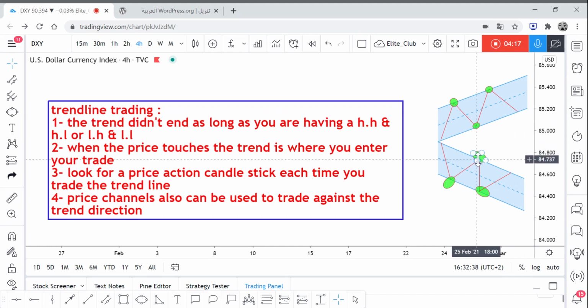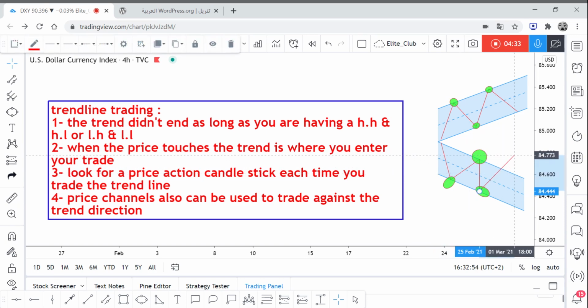And it's the same idea in the downtrend. As long as you have lower highs and lower lows, then you are in a trend line. Once you get a high that is higher than this, let's say it stretched to the upside, then you can consider that the trend line has been broken. Wait for a retest, wait for a price action candlestick, and then you can enter a buy trade, which is going to be great because you're going to take the trend from its beginning, so you will get great pips.